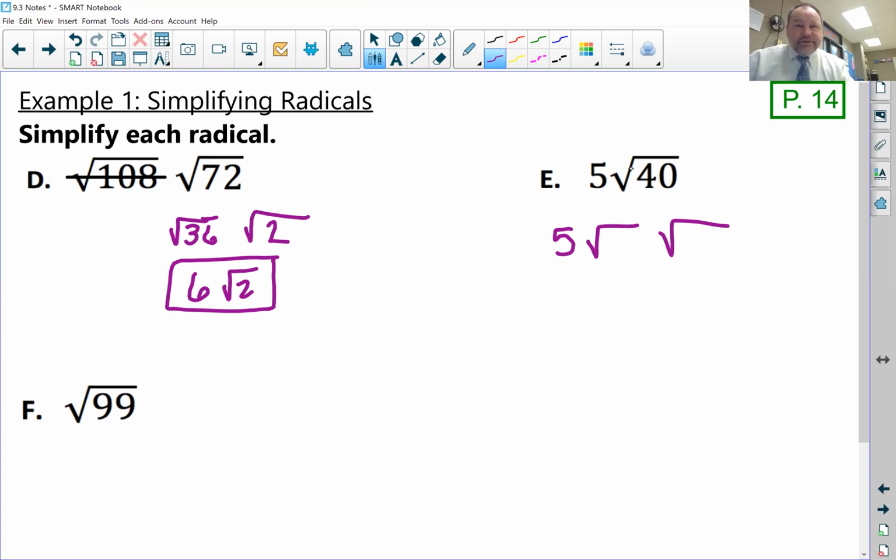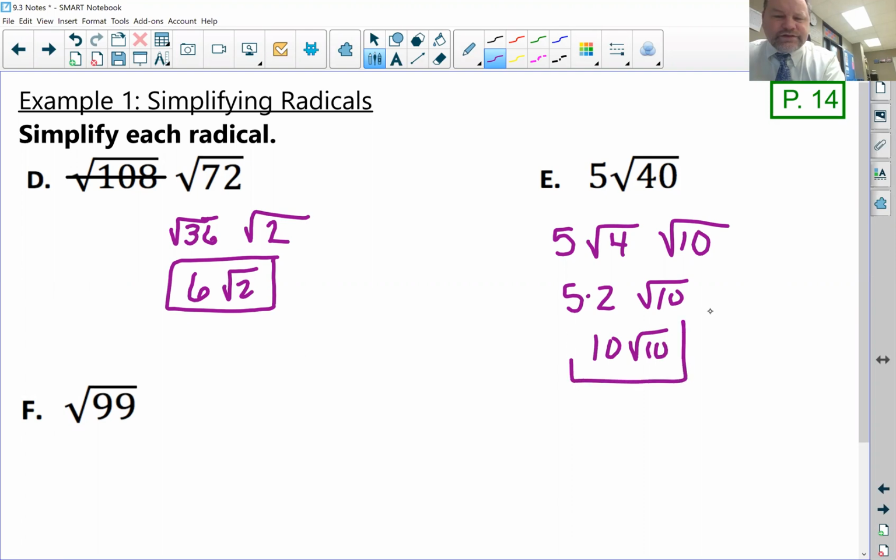16 is the next possibility. And we would get 2.5. That doesn't work. The next one would be 9. 40 divided by 9 would be 4.4 repeating. That doesn't work. The next one would be 4. 40 is evenly divisible by 4. 40 divided by 4 is 10. The square root of 4 is 2. So I get 10 root 10.